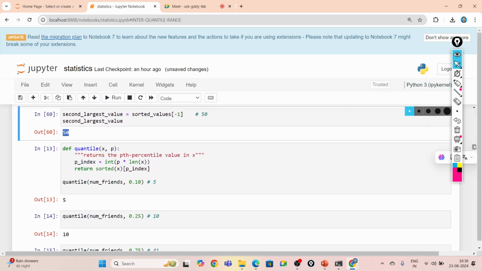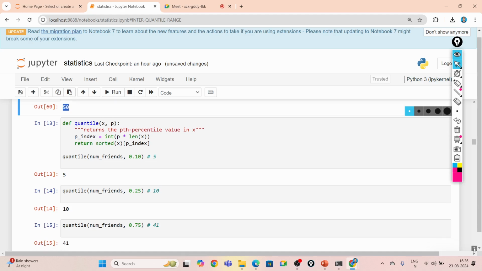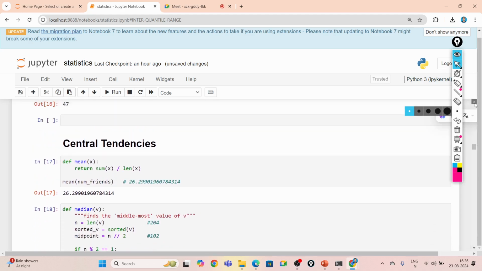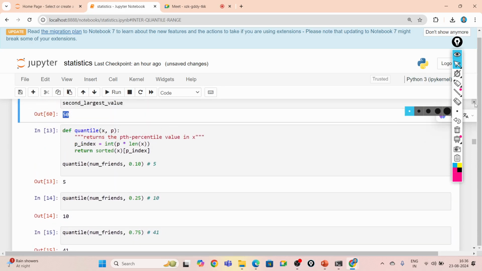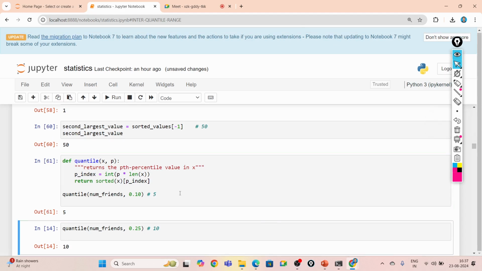Okay? Now there is one more concept we are calling a quantile. Anyone having any idea what a quantile is? Have you heard this word quantile? Yes. So now we'll try to see this quantile over here. Yes, what is a quantile? Just try to understand this concept related to the quantile.